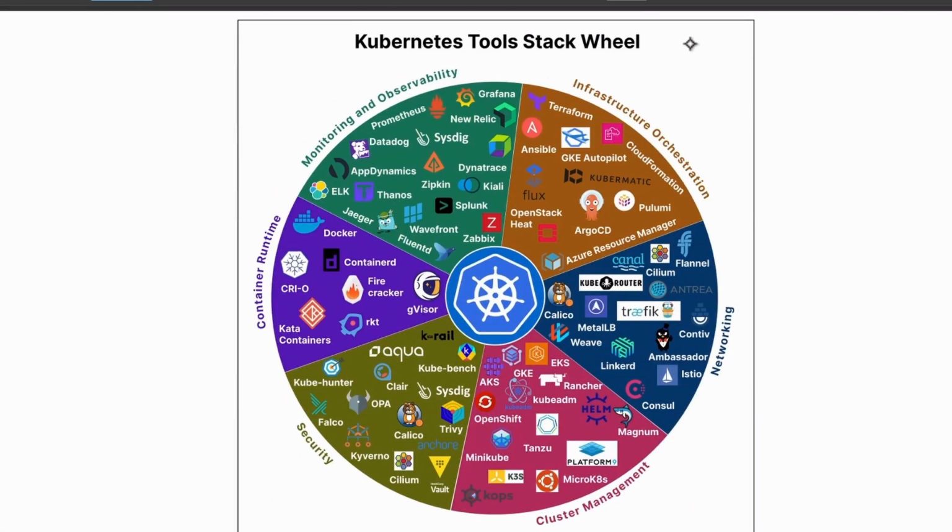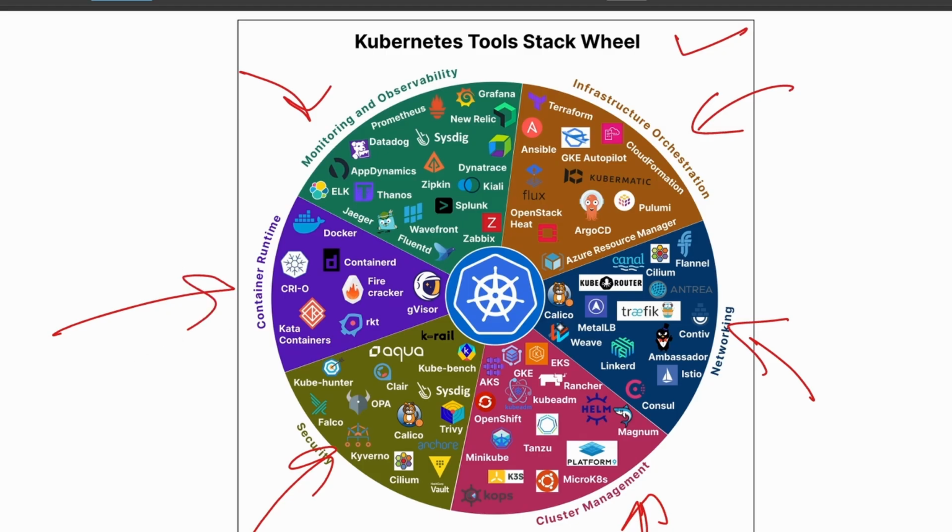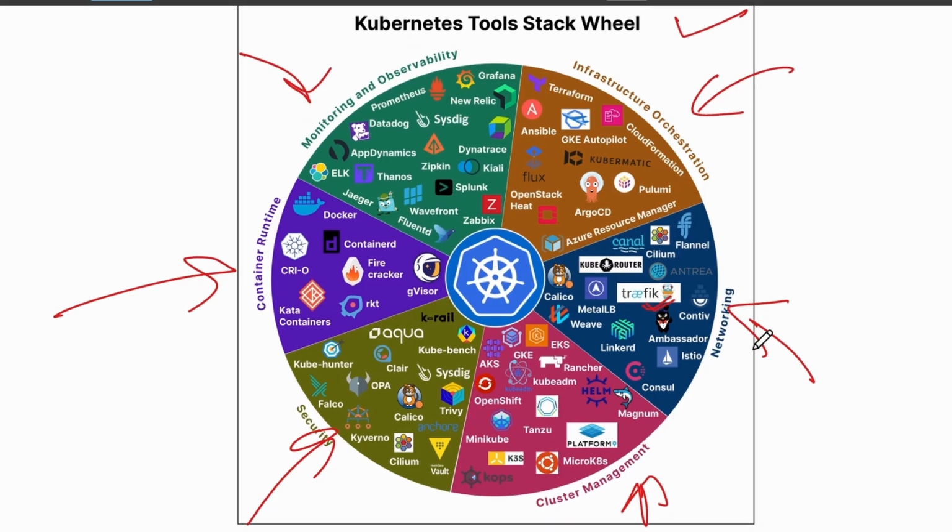So you can see the whole Kubernetes stack wheel: monitoring tools, infrastructure orchestration, networking tools, cluster management, security, container runtime. Out of all this, there is something known as Traffic. Please make sure you check out what is meant by Traffic. You can Google it and understand that. There are so many open source tools also included here.